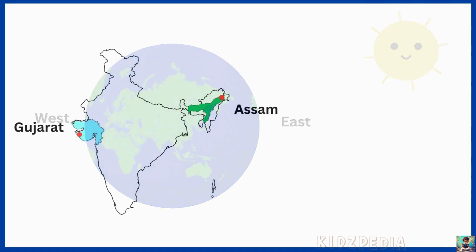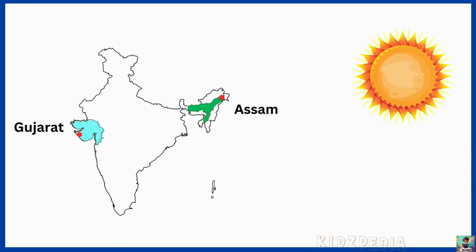So, since Assam is in the east, the sun rises and sets earlier there. Gujarat, being west of Assam, will see the sunrise and sunset later. That's why it's already dark in Assam but still light in Gujarat.